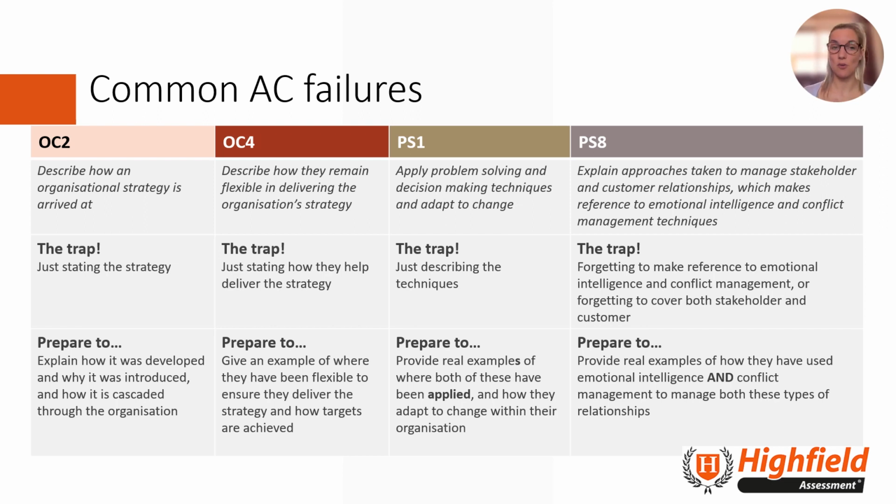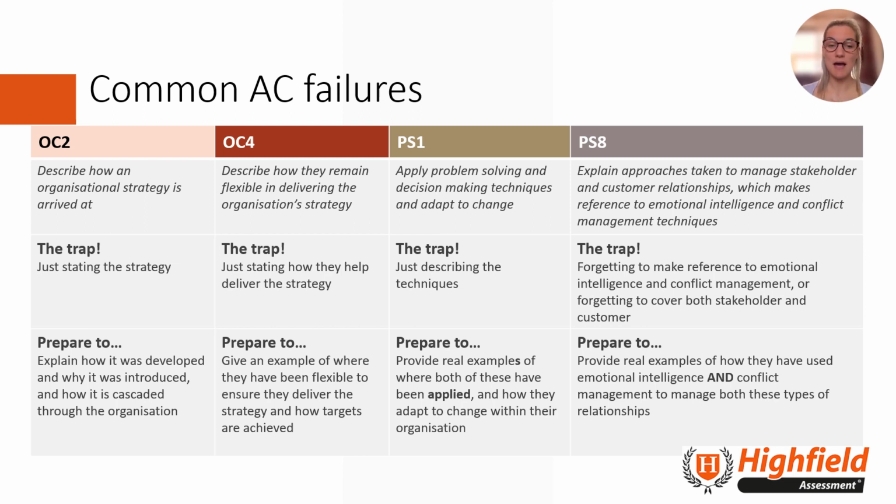Now looking at those common assessment criteria failures, we've got OC2, describe how an organisational strategy is arrived at. Now the trap here is that learners are simply just stating the strategy. They should prepare to explain how it was developed and why it was introduced, and how it is cascaded through the organisation.